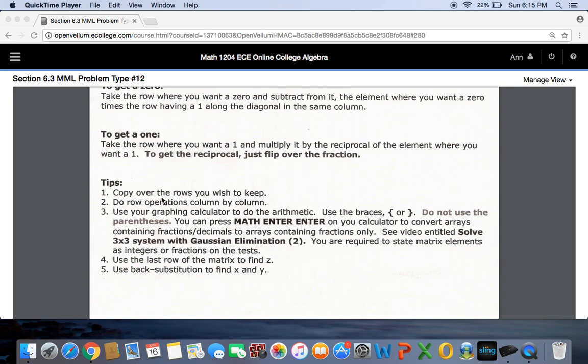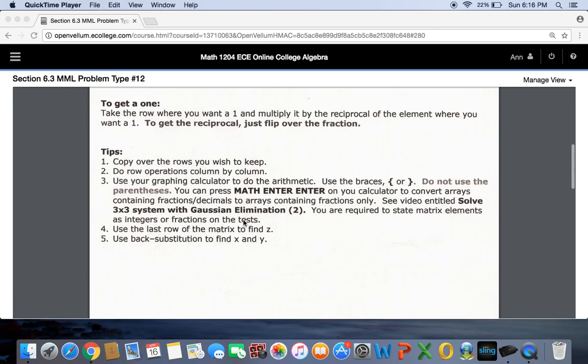Some of the tips that you will want to remember and use are to copy over the rows you wish to keep first as you go from matrix to matrix. Then do the row operations column by column. Use your graphing calculator to do tedious arithmetic. Remember to use braces, not parentheses, but the braces.